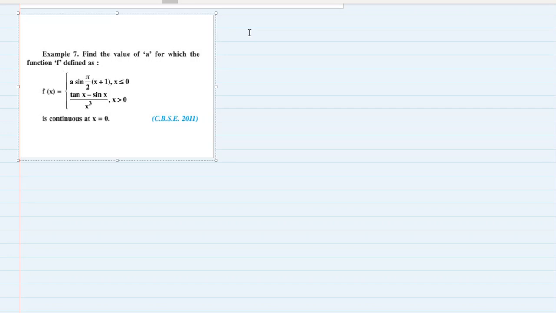So if we approach the value of this function from left hand side and right hand side and at 0, we will find same value throughout, because they are saying that this function is continuous at x is equal to 0. So let us start with your left hand limit.